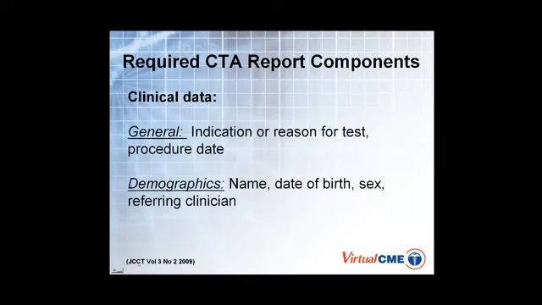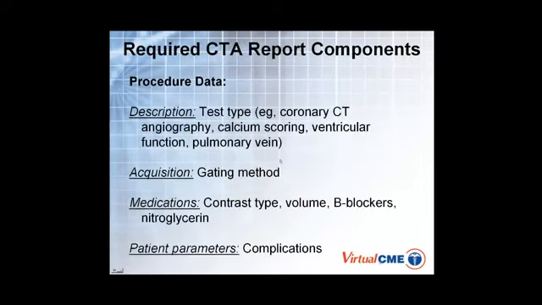So the Journal of Cardiovascular CT in 2009 has a publication, this is a reference to that, volume 3, number 2, that has described what they consider the essential or required components. There are also a number of recommended or optional components in a report, but let's just review the ones that they absolutely feel need to be in every report for cardiac CT. So, of course, you're going to have your clinical data, which will have some general indication or reason for the test and a procedure date, as well as some demographics, the name, date of birth, sex, and the referring physician.